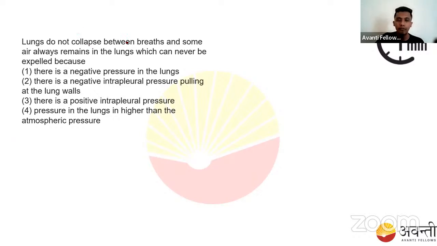Lungs do not collapse between breaths, and some air still remains in the lungs, which can never be expelled because there is negative pressure in the lungs. There is negative intrapleural pressure pulling at the lung walls. There is a positive intrapleural pressure. Or the pressure in the lungs is higher than the atmospheric pressure.